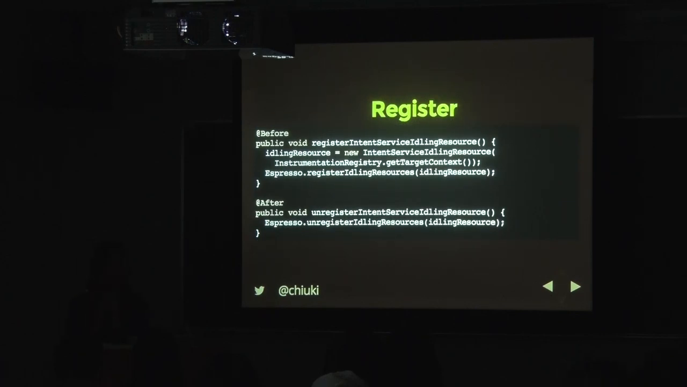Once you have defined your idling resource, you need to register it. So there are register and unregister. You can see here, Espresso.registerIdlingResources and then the unregister. Most of the time, you can use it as a before and after. So here I have the annotations @Before and @After. Those are JUnit 4 annotations, meaning that these methods will be run before your test method and then after your test method. So you register your idling resource, run your test, and then it will unregister. There may be situations where you want to do it in other places, but most of the time this will work.